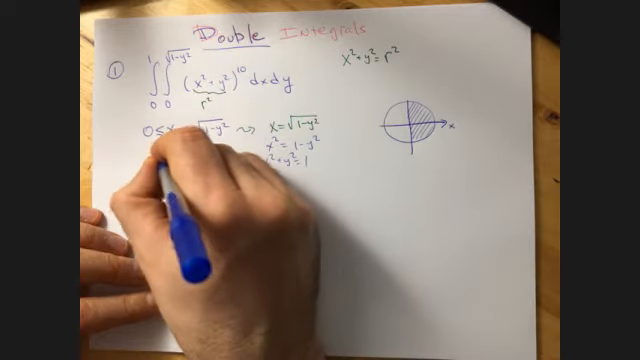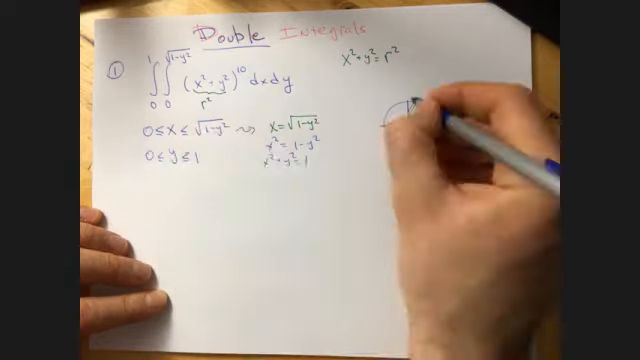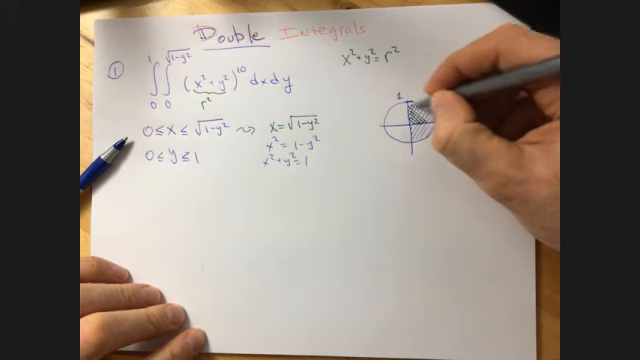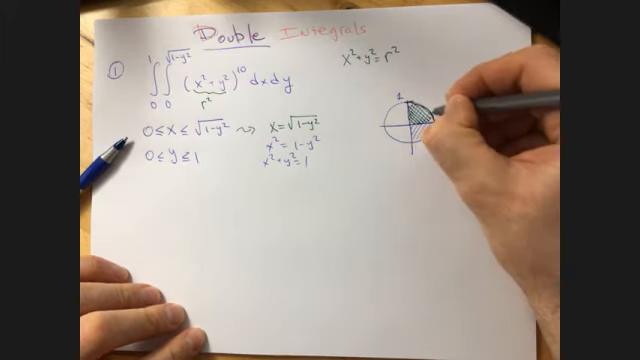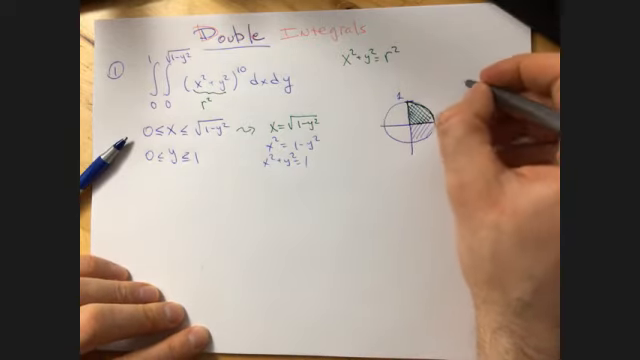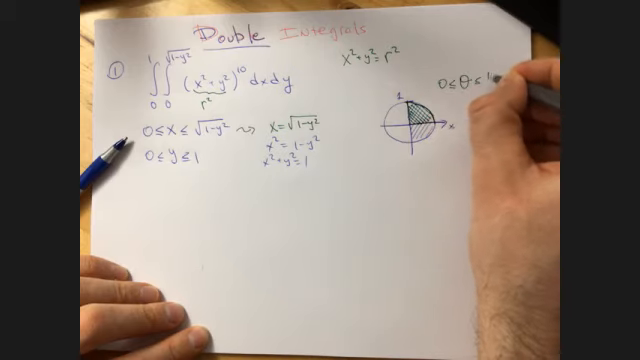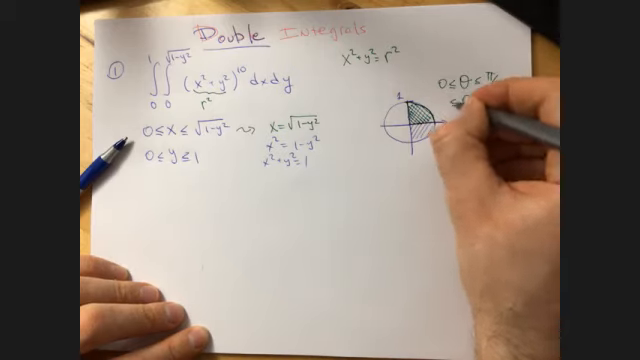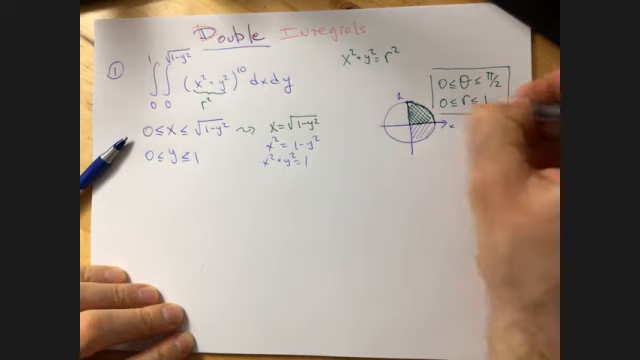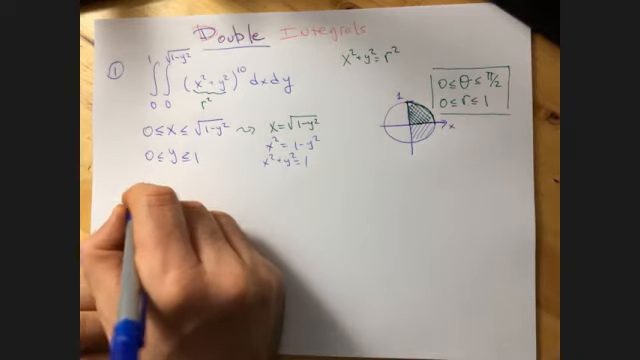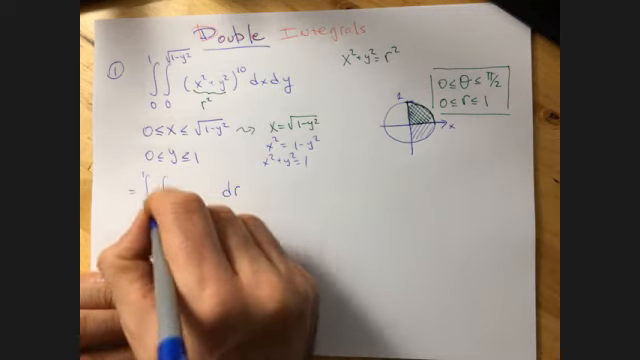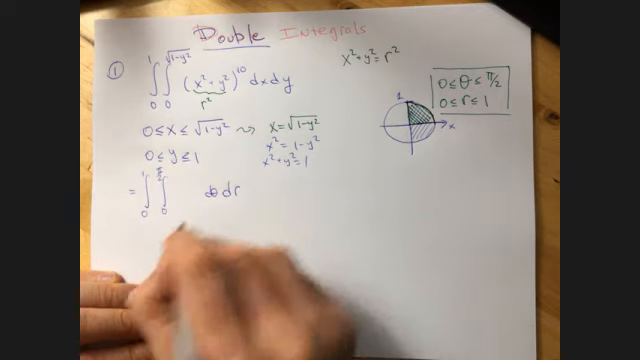But then y says only go from 0 to 1, so y gets also only positive values, so we're restricted only to the first quadrant. Okay, this is the region where we integrate. Well, this region expressed in polar coordinates means that theta is going to go from 0 to pi over 2, and r, obviously, we're talking about the unit circle, from 0 to 1. So these are the bounds of the same integral expressed in polar coordinates. So that becomes the integral from 0 to 1 dr from 0 to pi over 2 d theta.